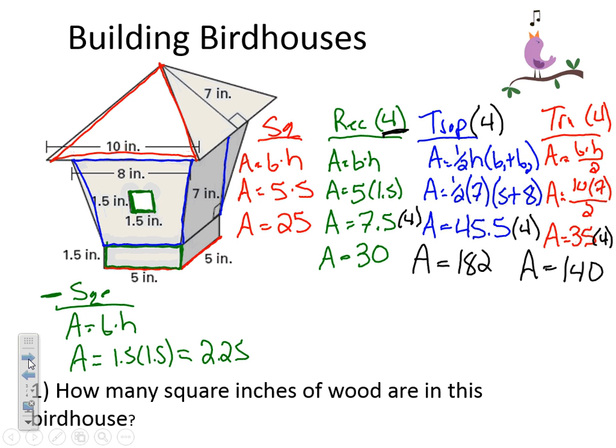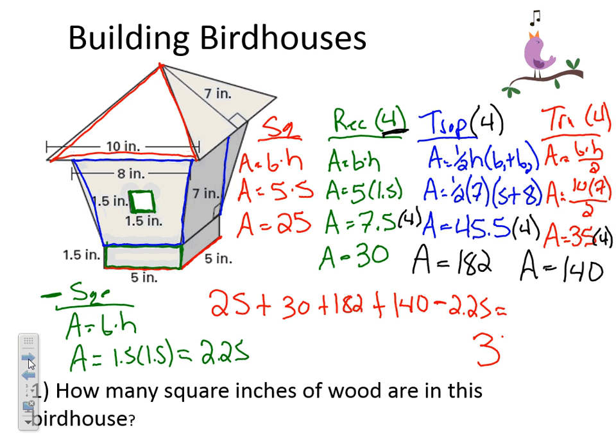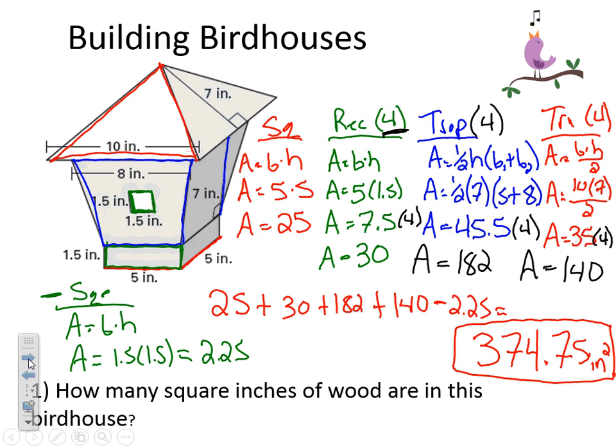Now, to find our area of our whole shape, we're going to add all these up and subtract that 2.25. So I have 25 plus 30 plus 182 plus 140 minus 2.25. And that's going to give me a grand total of 374.75 inches squared. All right, moving on.